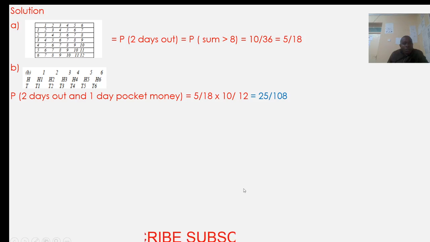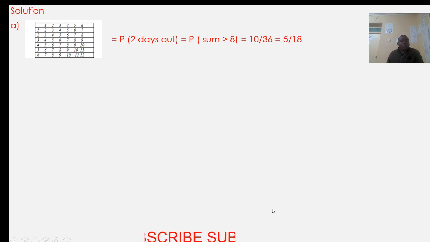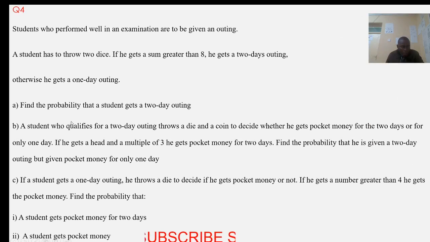We are asked about... let me go back to the question and see what it was saying: a student who qualifies for a 2-day outing throws a die and a coin to decide whether he gets pocket money for 2 days or for only 1 day. If he gets a head and a multiple of 3, he gets pocket money for 2 days.